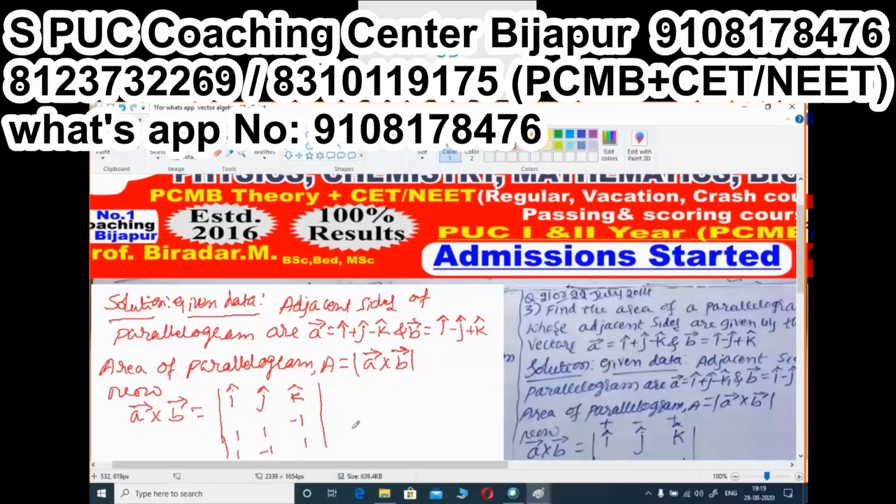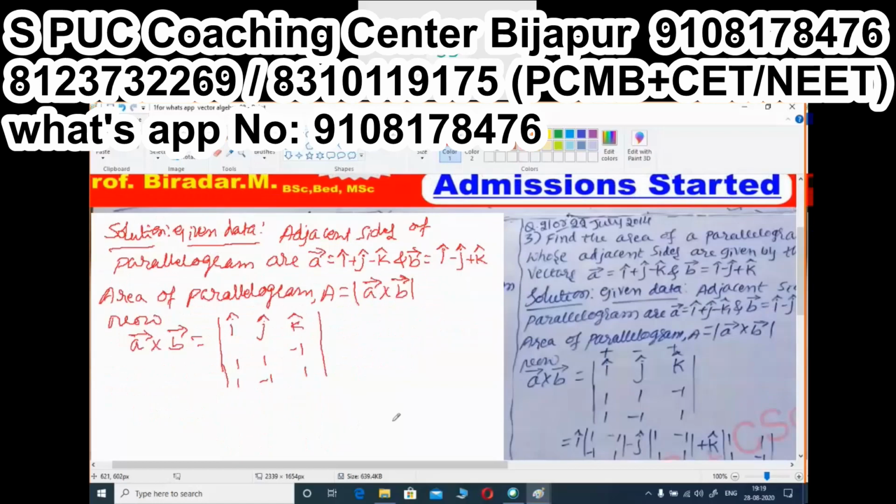Okay, so thereafter you expand along the first row of this determinant, plus minus plus. Who would like to write it now, please? Who would like to tell about this one? Tell it. i cap of this: 1 minus 1, minus 1, minus 1, 1. Okay, fine. Next, minus j cap of.